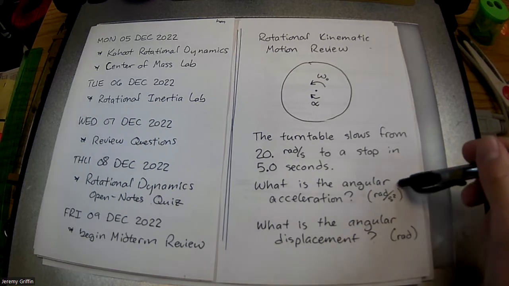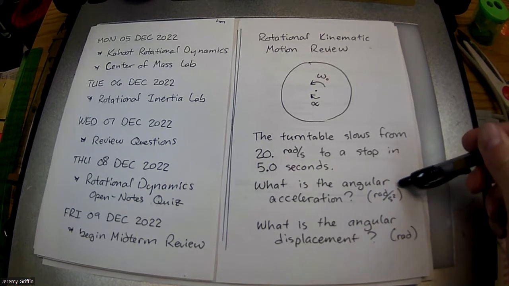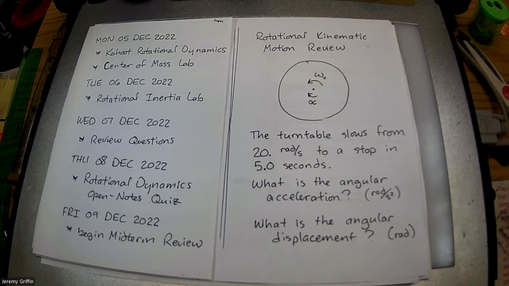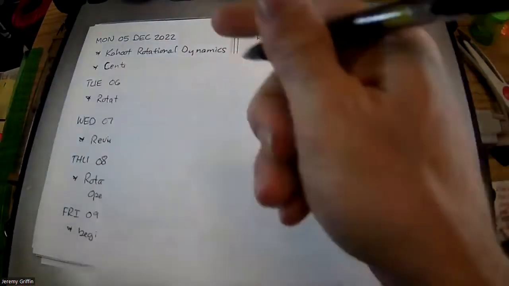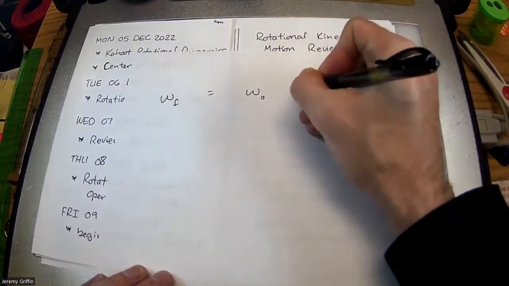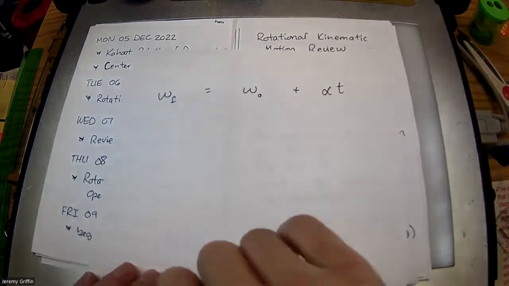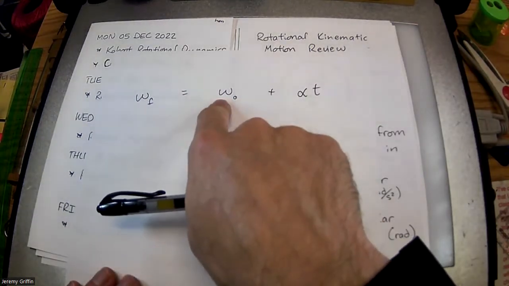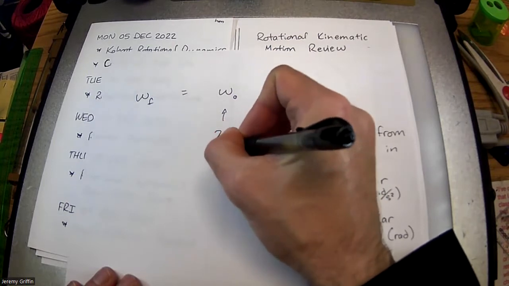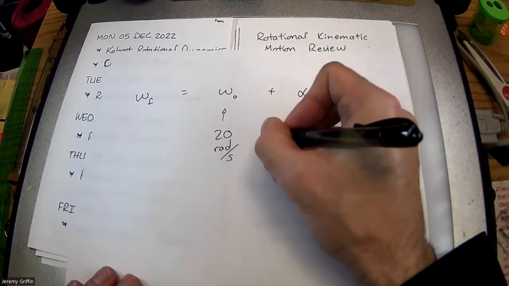So who can tell me the angular acceleration? Nobody got it? Is it 4? Yeah, -4. Radians per second squared. So one way to get it, not the only way, but here's one way. You do omega final equals omega initial plus alpha times t. So it was spinning at 20 radians per second. That goes right here.